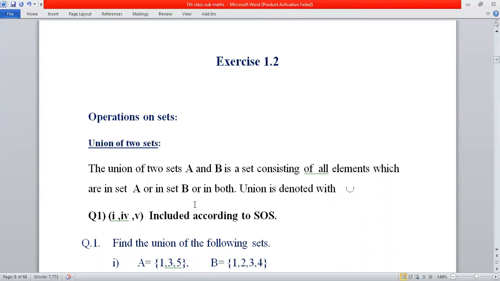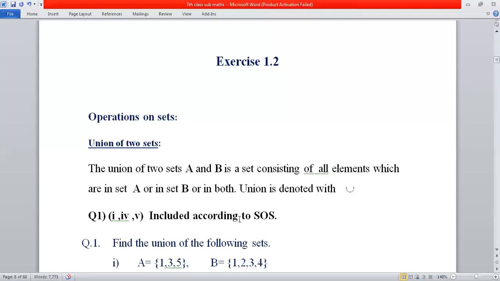In simple words, if you find the union of two sets, in the answer set all the elements of the first set and all the elements of the second set will come. But if any element is common in both set A and set B, we will write that element one time.